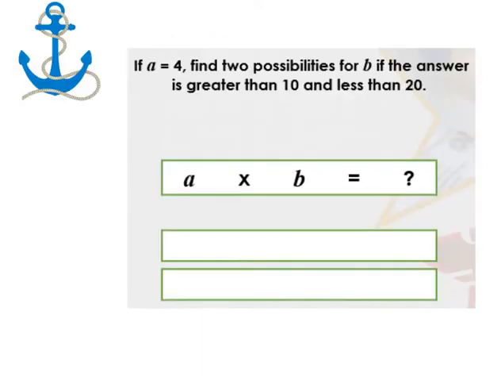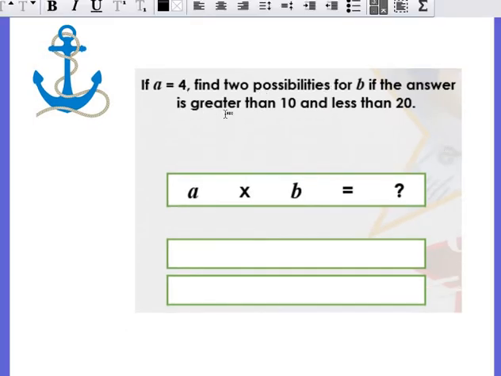So our first question, if A equals 4, find two possibilities for B. The answer is greater than 10 and less than 20. So straight away, I'm going to put 4 here, times something, and this answer has got to be between 10 to 20. Okay? It's got to be greater than 10. It's got to be less than 20. So it can be any number in the middle. Okay, so we've got that there. So looking at this, 4 times something must equal between 10 and 20. So let's have a look.